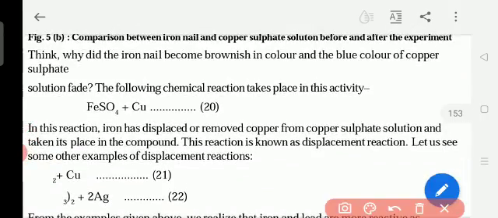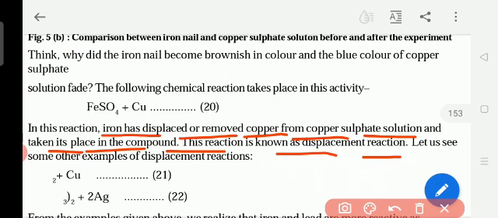Okay, so in this reaction, on page 149 of your textbook, iron has displaced or removed copper from copper sulfate solution and taken its place in the compound. This reaction is known as a displacement reaction. Displacement means changing the place.